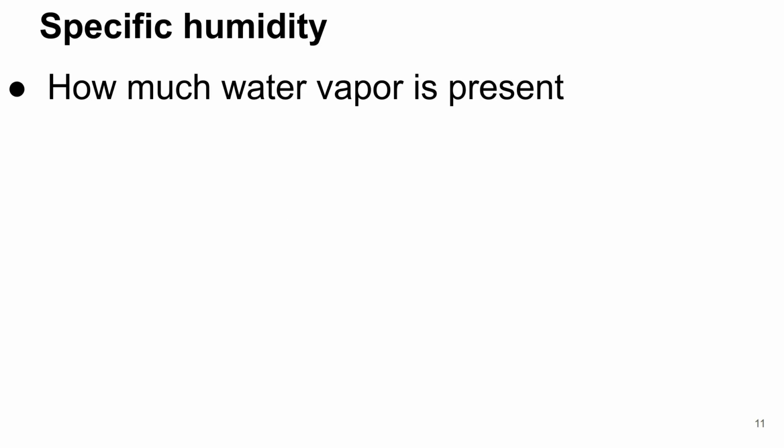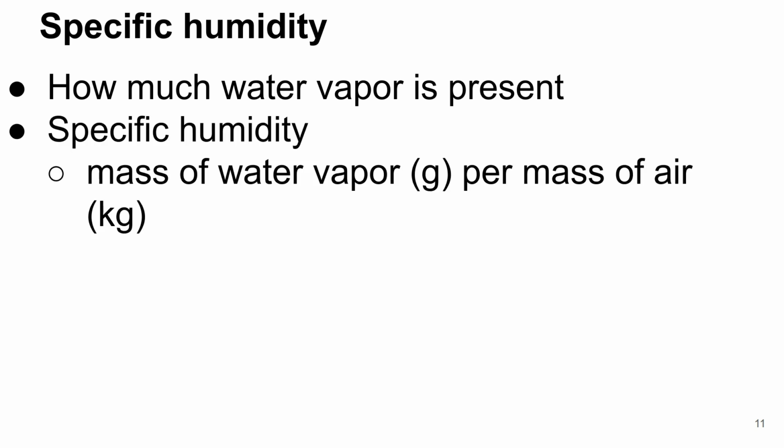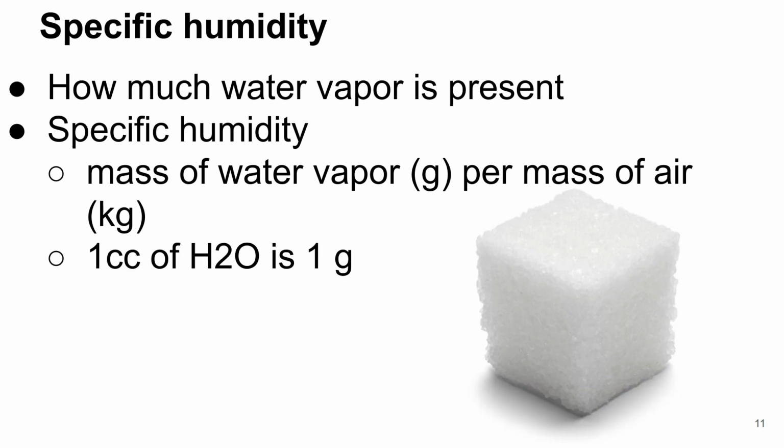Okay, specific humidity versus maximum specific humidity. So specific humidity is just how much water vapor is present in the air. It is expressed in mass of water vapor in grams of water vapor per kilogram of air. 1 cubic centimeter of water is 1 gram. So 1 cc is about the volume of a sugar cube. So if you imagine a sugar cube's volume's worth of water, that would weigh 1 gram. That's what 1 gram of liquid water looks like.